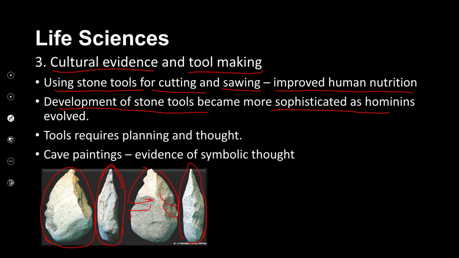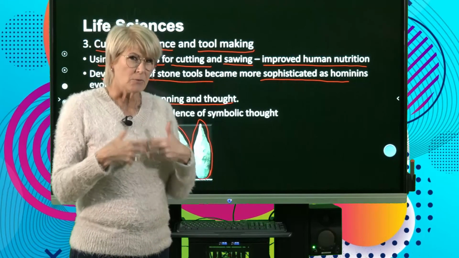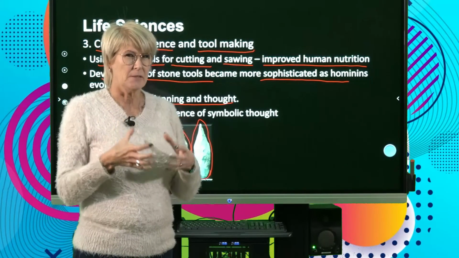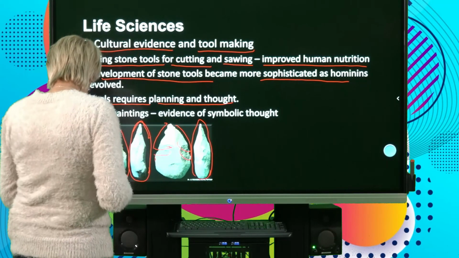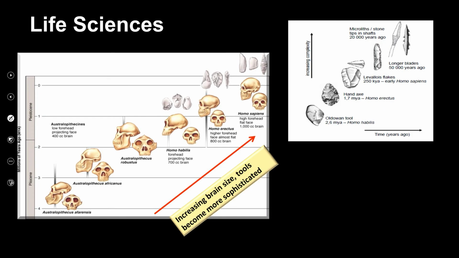All right, the reason why we look at tools is because we see that as they developed these tools, it required planning and thought. It means that the way humans were thinking and planning was beginning to evolve, which is an indication that the brain capacity is increasing. All right, then we also find cave paintings as evidence of symbolic thought.